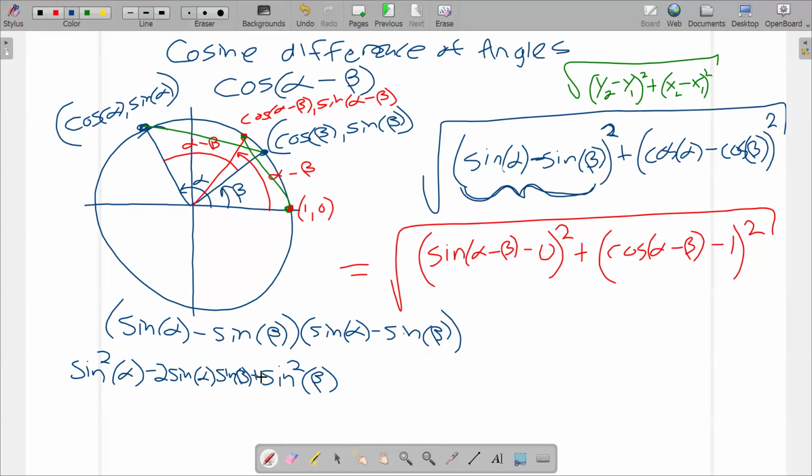You should find you have a sine of alpha squared, you have a sine of beta squared, and then you get to multiply the sine of alpha times the sine of beta twice. And they're both subtracted, so we're going to have a -2 sine of alpha sine of beta. We're going to do the same thing for the cosine alpha minus cosine beta, which is going to be just like this, but with cosines. So then I'm going to have a plus cosine squared alpha, -2 cosine alpha cosine beta, plus cosine squared beta.